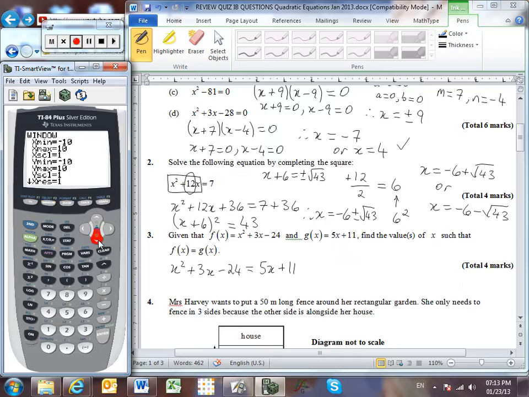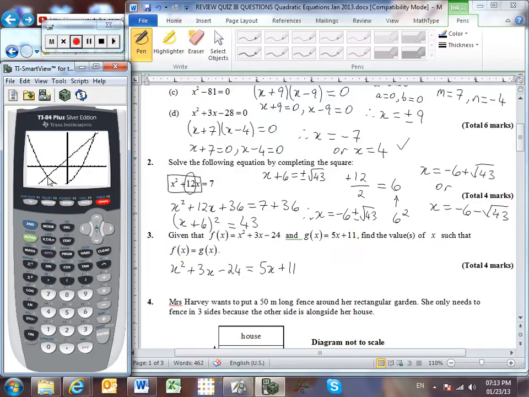I'm going to make my y min say negative 25 to make sure that comes into focus. And I'll make my y max something like 50, I don't know. And let's regraph and see if I can see something better. There's my parabola, and there's my line, and look, now we can see the 2 points of intersection right here and right here.